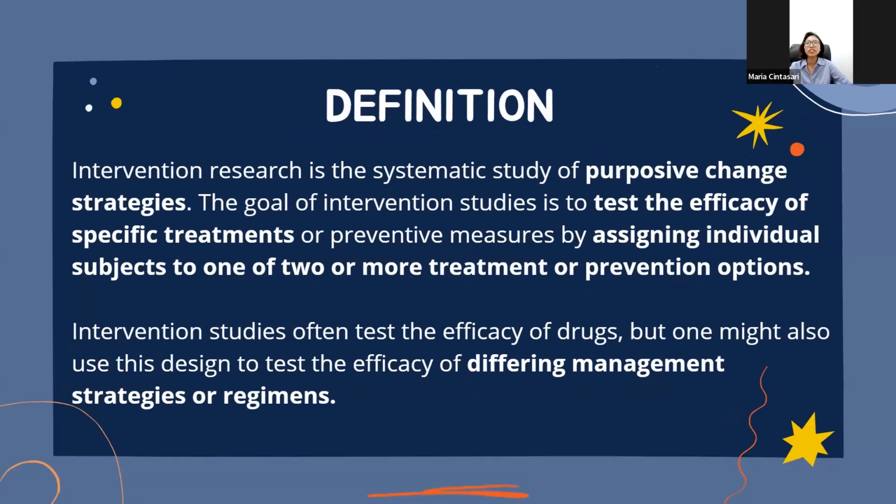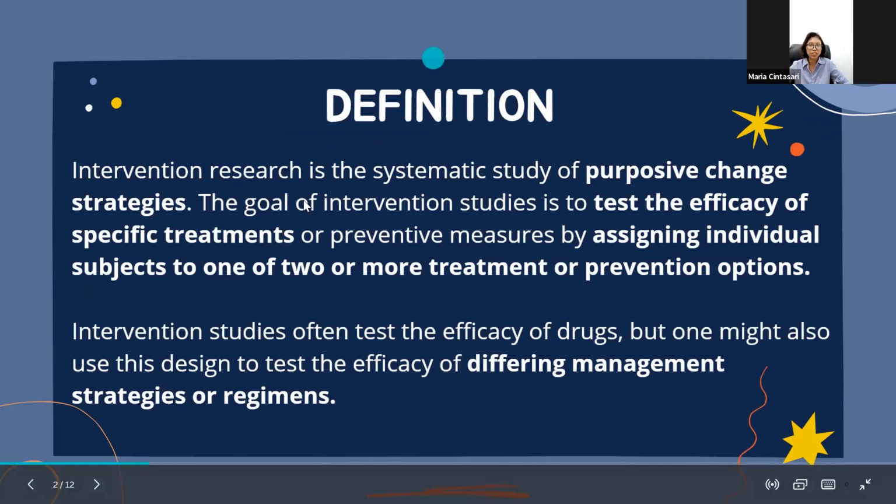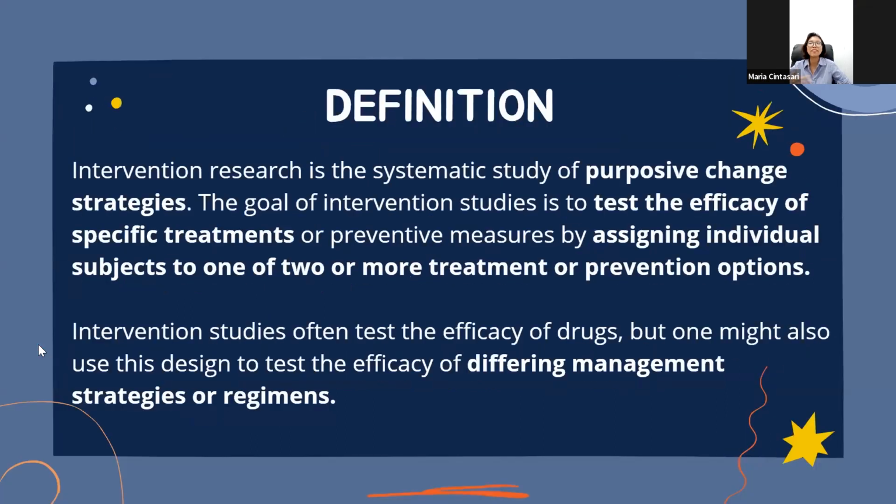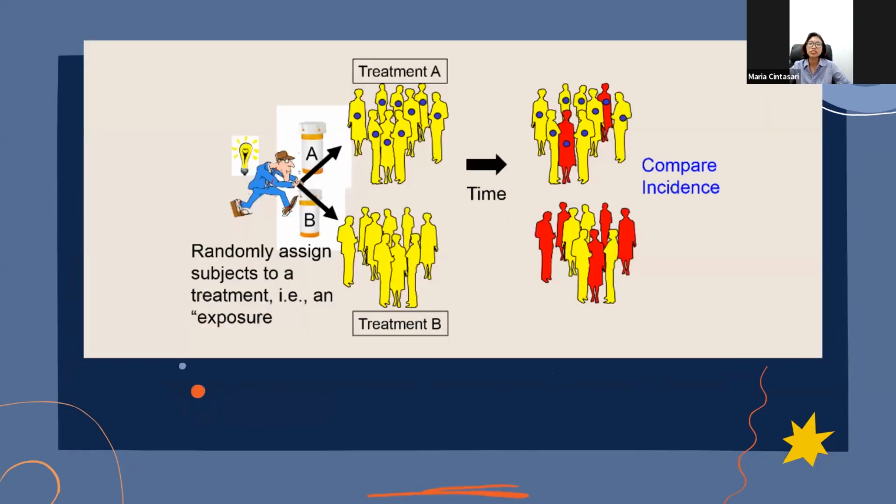So the definition of intervention research is the systematic study of purposive change strategies. The goal of intervention studies is to test the efficacy of specific treatments or preventative measures by assigning individual objects to one of two or more treatment options. Intervention studies often test the efficacy of drugs, but one might also use this design to test the efficacy of differing management strategies or regimens. So this would be the illustration of intervention studies.